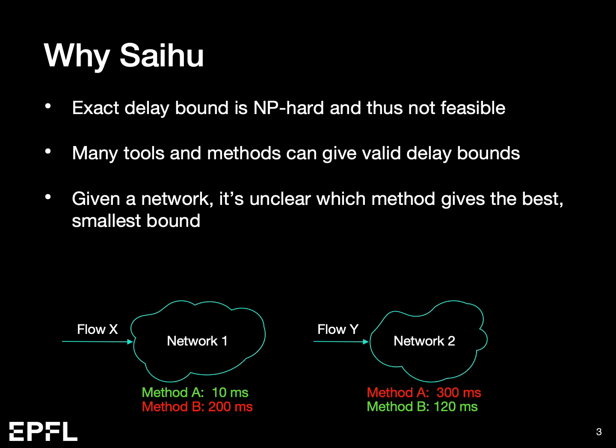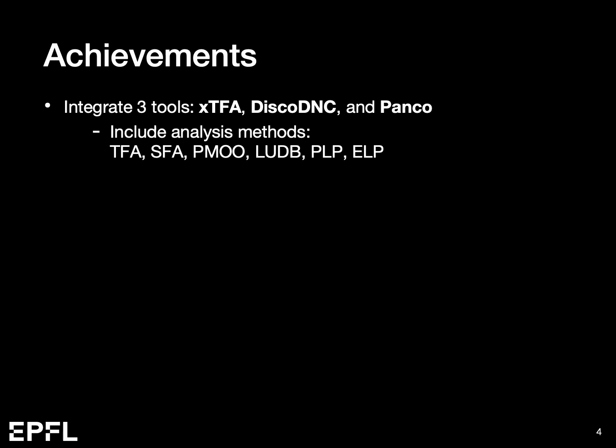It's common to find a method obtaining a better bound for one network, but instead obtaining an inferior bound for another network. So it's best to try out as many tools as we can to find the best bound possible. What Saihu achieves is that it integrates three network analysis tools, namely XTFA, Disco DNC, and Panko. These tools altogether implement common analysis methods, including these following ones.